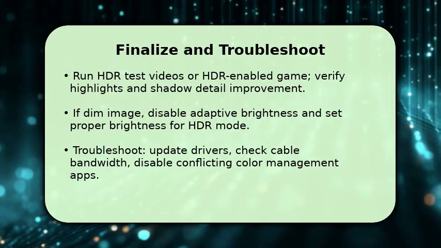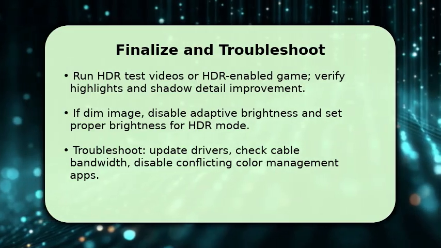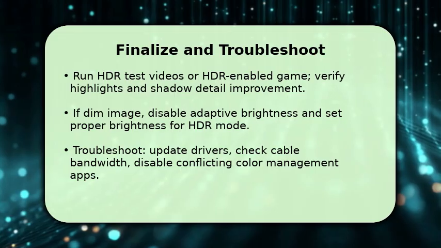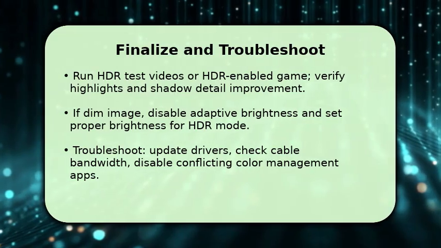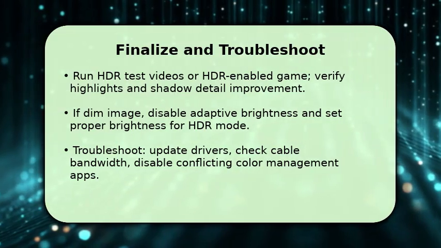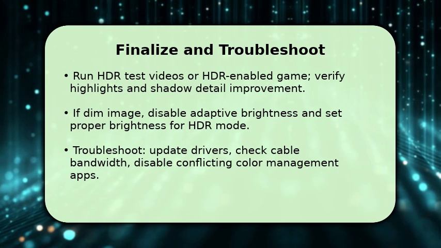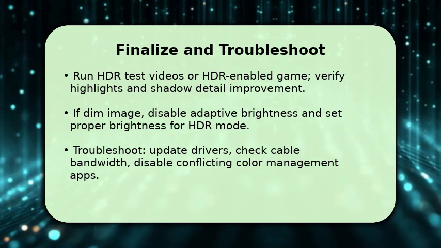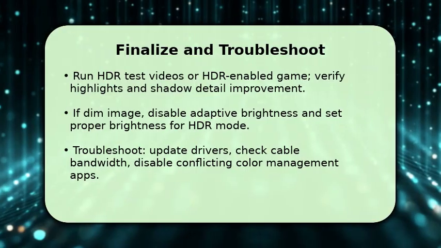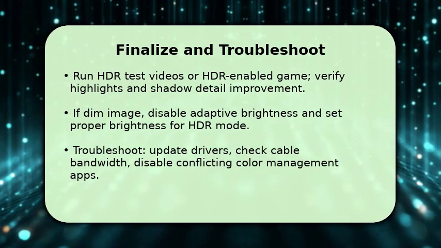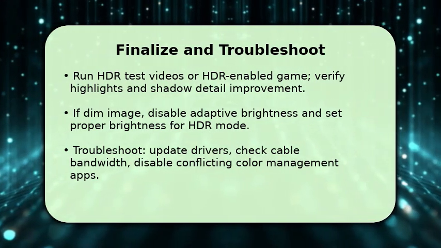If something's wrong, first update drivers and confirm your cable's bandwidth supports HDR. Then disable color management utilities that override Windows. As a single key tip, if the image is dim or washed out, toggle HDR off and on after adjusting brightness. That often forces correct tone mapping.